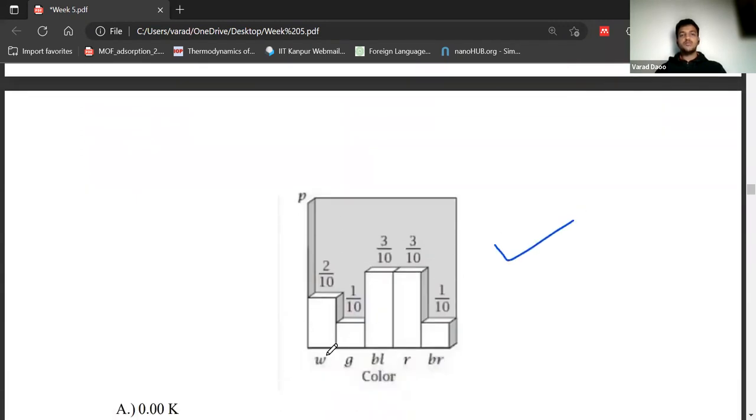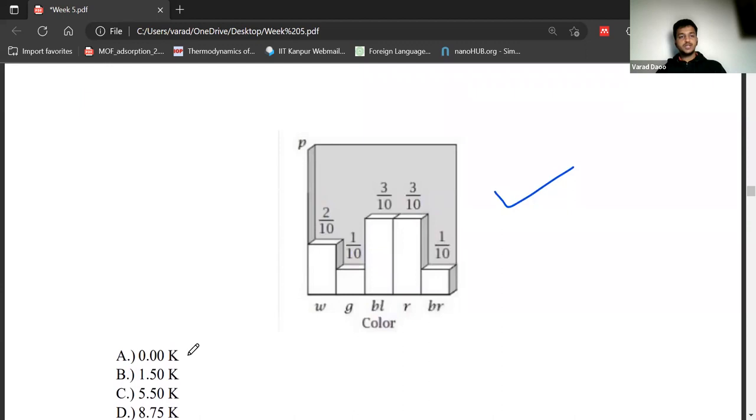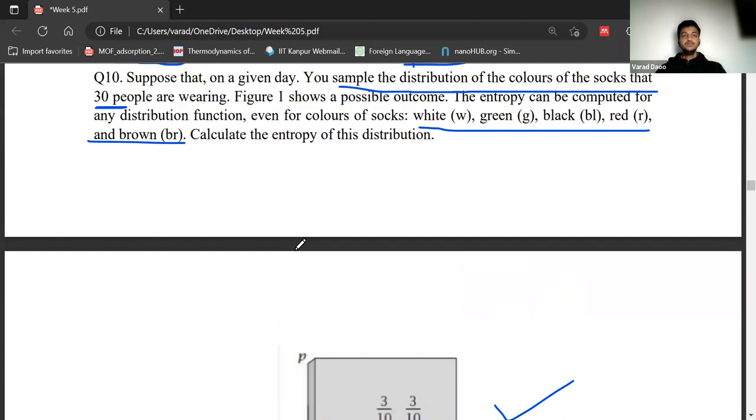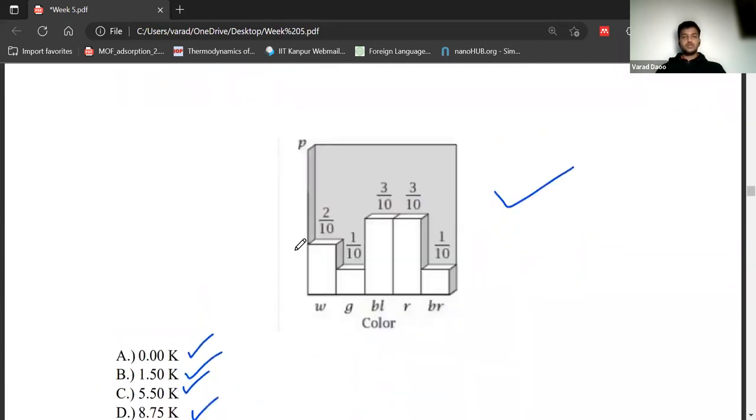So this is the distribution. The probability of having a white sock is 2 by 10. Probability of having a green sock is 1 by 10. Probability of having a blue sock is 3 by 10. Probability of having a red sock is 3 by 10. And probability of having a brown sock is 1 by 10. Right? So the options are 0, 0 Kelvin, 1.5, 5.5, or 8.5. I'll give you a couple of tips to solve it.